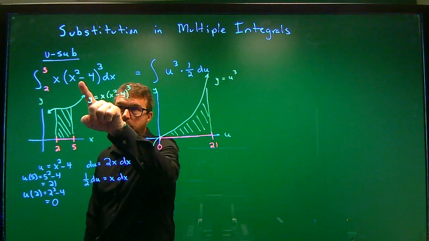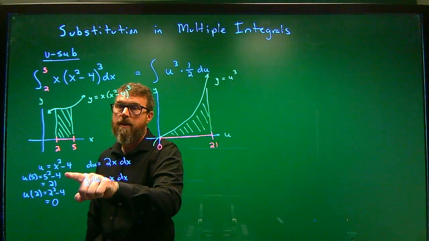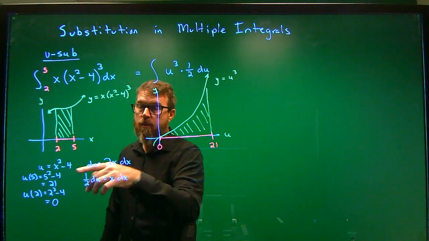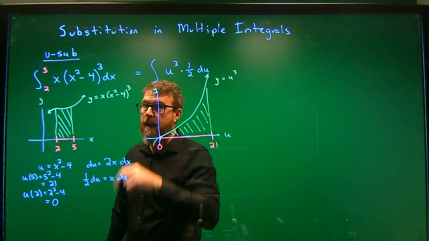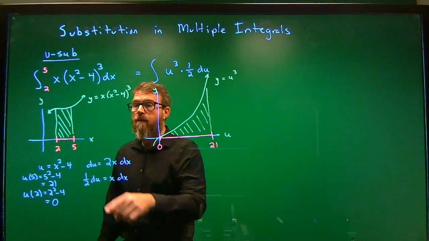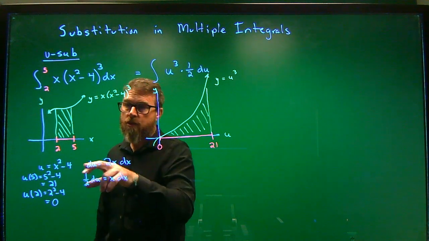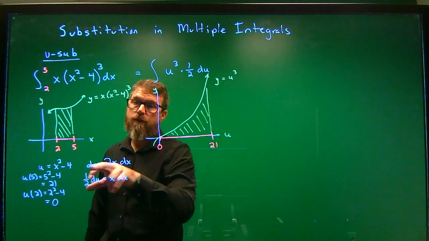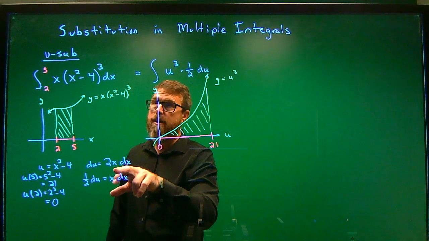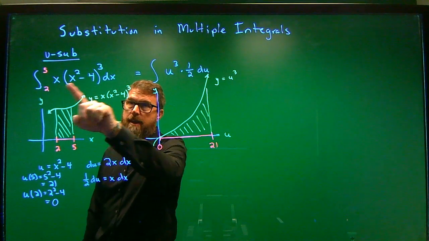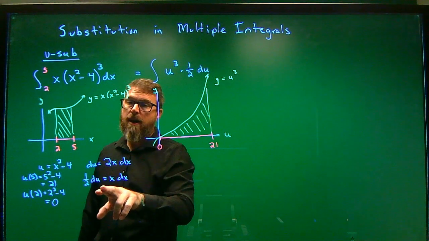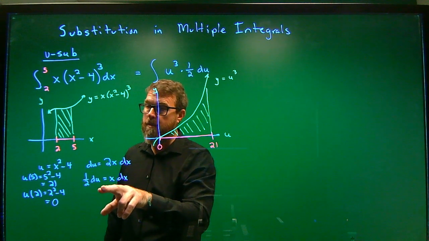So x squared minus 4 is going to be my u. And then what I can do is I can recover basically an x dx or a multiple of x dx from that u. So the derivative of u, or the differential of u, is going to be du, which is going to be 2x dx. I don't have a 2x dx, I got an x dx. So we know I have to divide both sides by 2 or multiply both sides by a half.